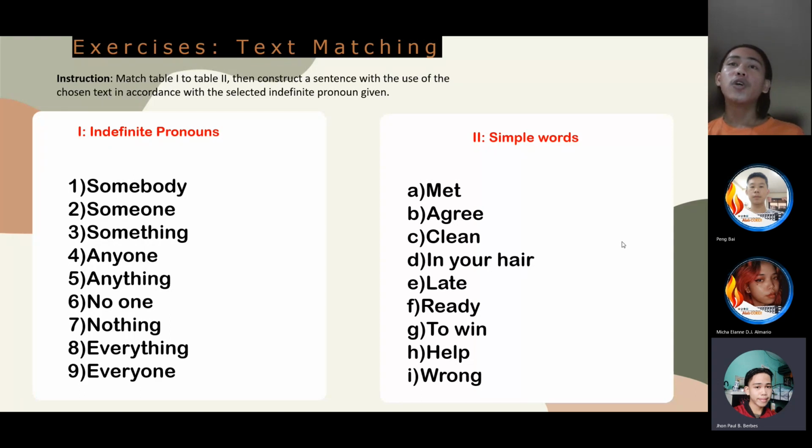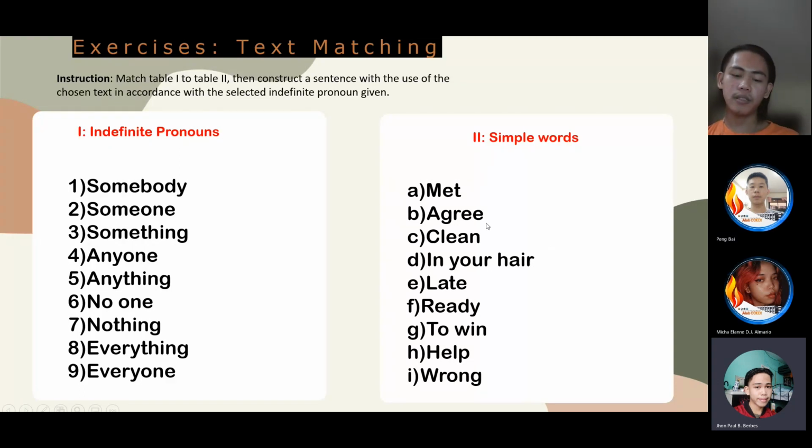Thank you. So let us start, but let me do it first as your guide before you answer the activity. And take note that your answers need to be typed here in the designated chat box. I'll give you a few minutes to think of a text match for its corresponding words from tables 1 and 2, and also construct it into a sentence. Did you follow, class? Yes, sir.